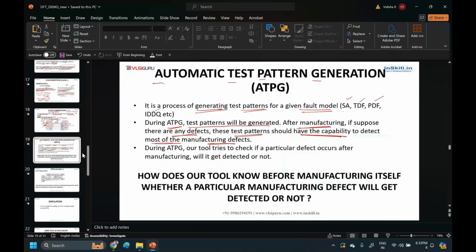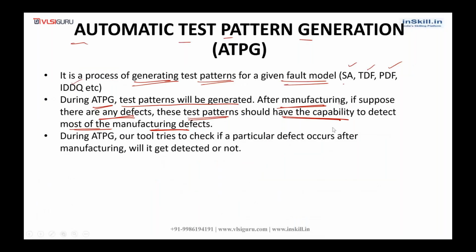During ATPG, as its name suggests, test patterns will be generated. After manufacturing, if there are any defects, whatever test patterns have been generated should have the capability to detect most of the manufacturing defects in the chip.